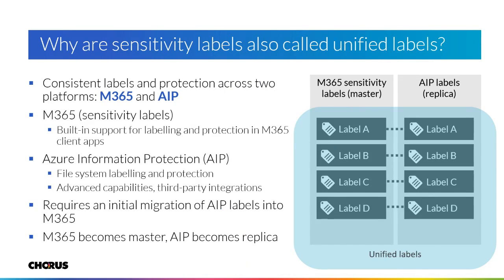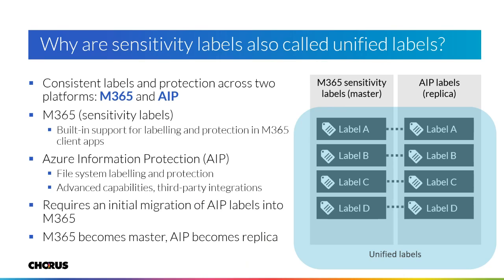So a point on terminology here just to finish. You might have come across sensitivity labels being called unified labels. What this means is we're using labels and protection consistently across two different platforms, Microsoft 365 and AIP, as your information protection. So in Microsoft 365, we've got our sensitivity labels. That gives us the built-in support for labeling for protection in our Microsoft 365 client apps. So when we're using Outlook, Office, Excel, PowerPoint, we've got native support for labeling.